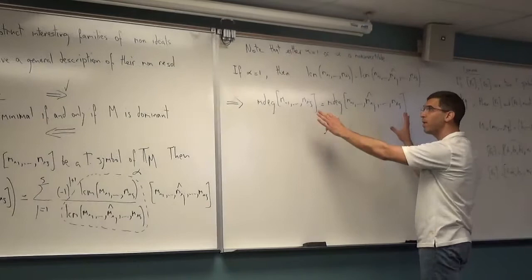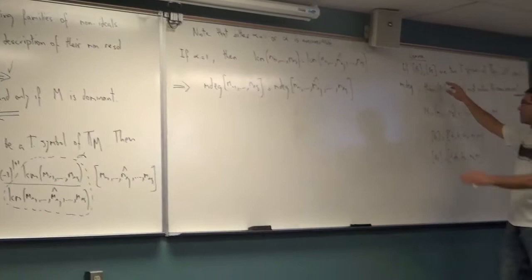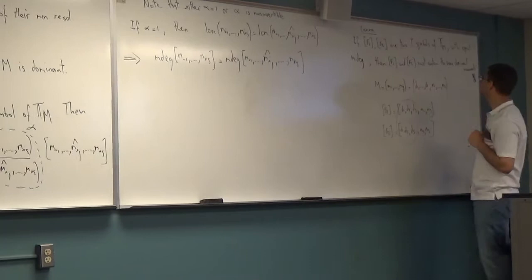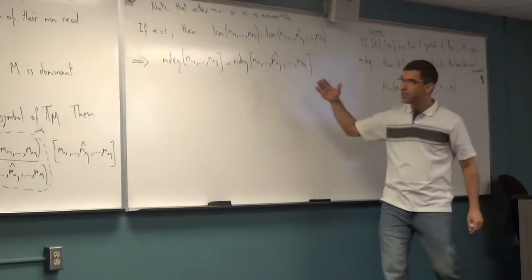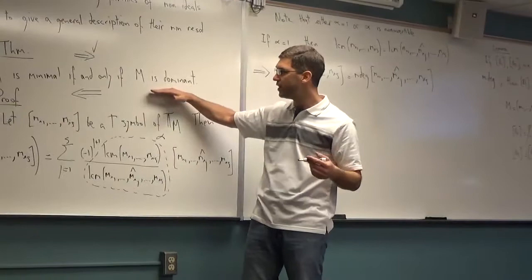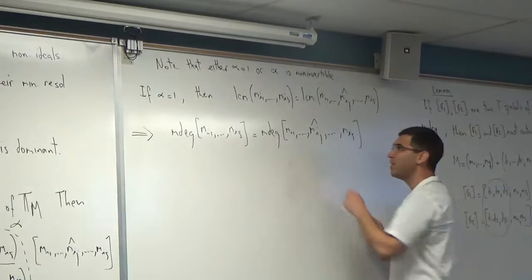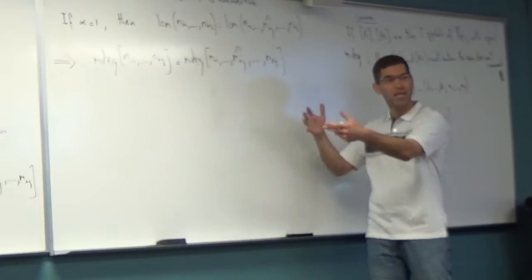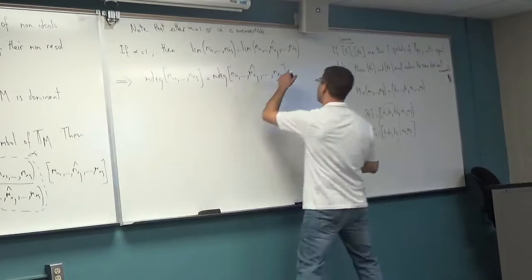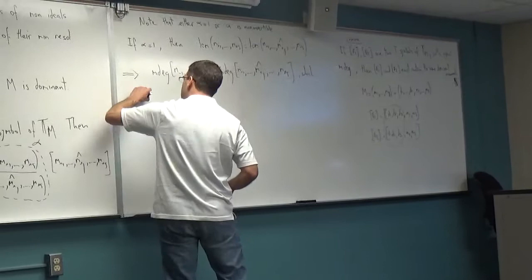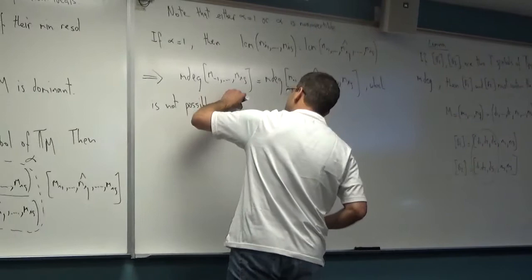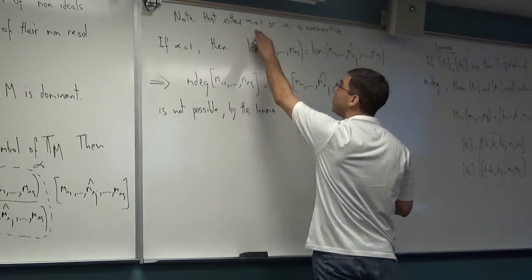And now, we look at the lemma. The lemma says that if two Taylor symbols have the same multi-degree, they must contain the same dominant monomials. But this is not the case. Because you see, we are under the hypothesis that M is dominant, which means that every monomial of the minimal generating set is dominant, right? In particular, m_ij is dominant. But m_ij is not here. m_ij is here, but not here. So we have two Taylor symbols with equal multi-degree, which don't have the same dominant monomials. That's not possible by the lemma. The conclusion is that alpha is not equal to 1, and therefore alpha is non-invertible.